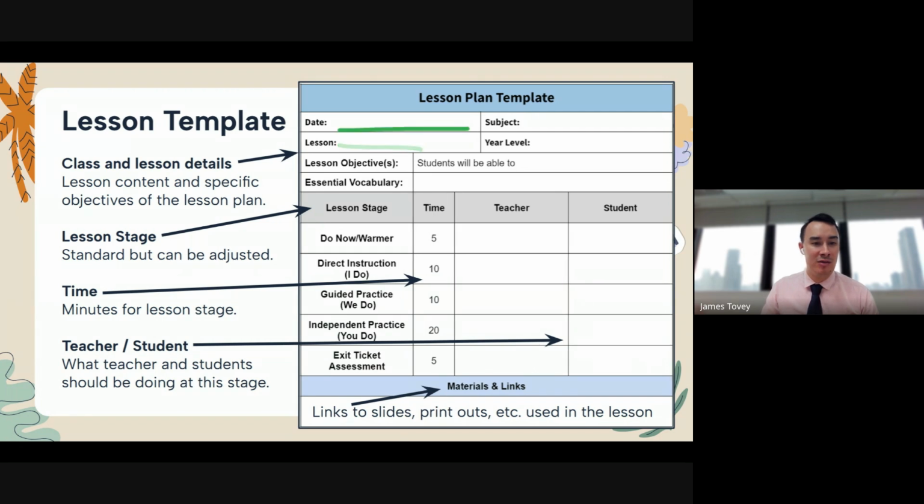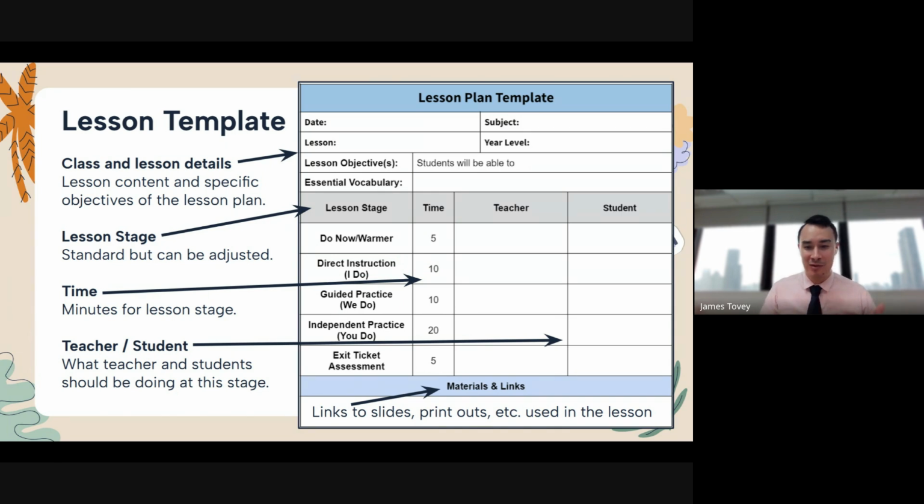You put your lesson that you're teaching, the date, subject, the year level, a specific objective of what they're supposed to be able to complete based on what you're teaching them, and any essential vocabulary that you want them to be learning as well. Any particularly tricky words can be put in there too. Then we'll talk about the lesson stages. For all of these, you've got the estimated or recommended time to spend on each stage. The idea is you want to give them as much independent practice as possible and less direct instruction, webinar or lecture style. You don't want to be talking the whole time.